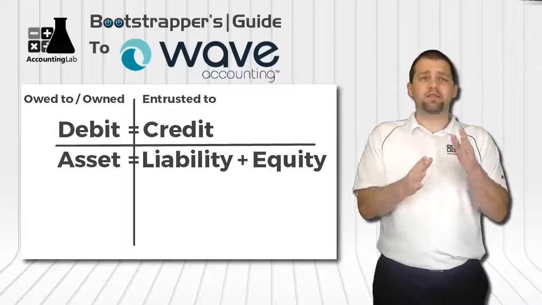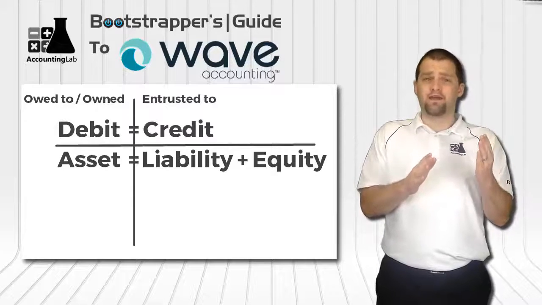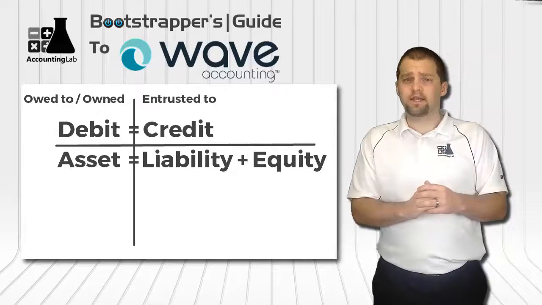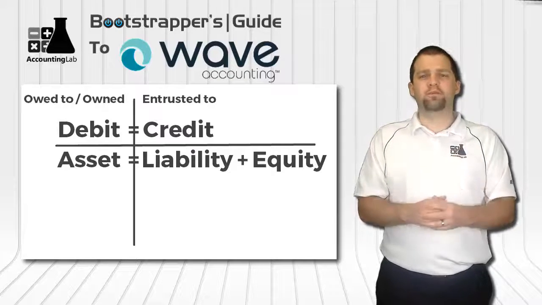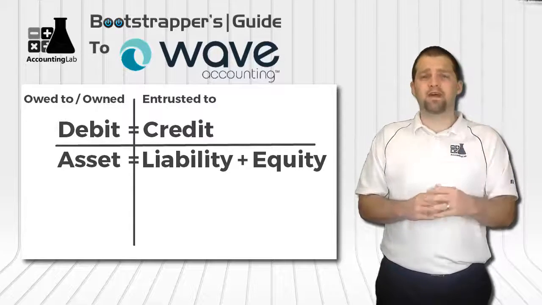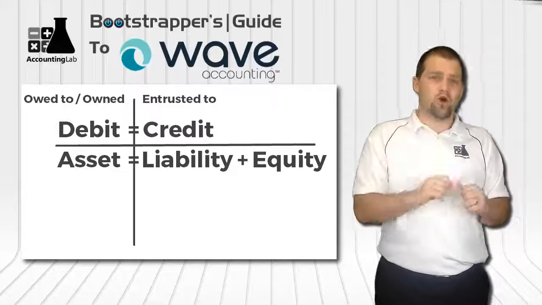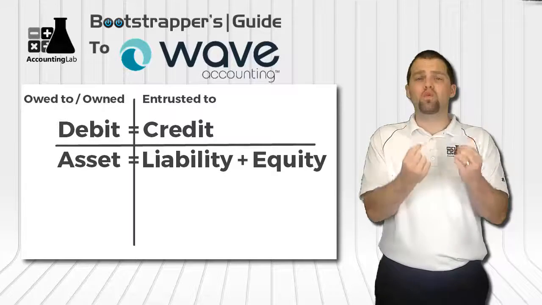Now, you can also see that debits are on the left side of the accounting equation and credits are always on the right side of the accounting equation. So sometimes you'll hear people incorrectly say that debit means left side and credit means right side. That's not really how it works, and you know better than they do what debit and credit really mean.